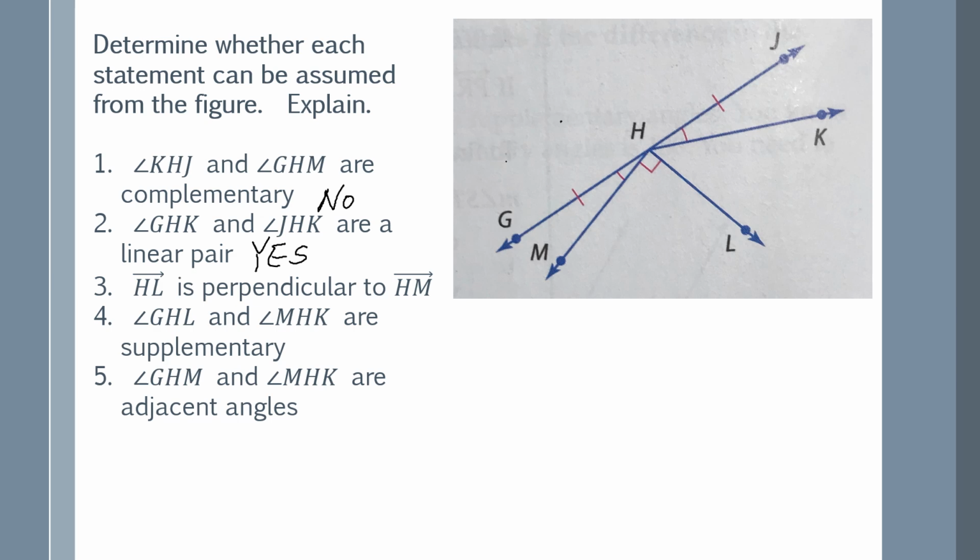Okay, next, ray HL is perpendicular to ray HM. Well, if we take a look here on this drawing, we can see this little red box designates a right angle. And since perpendicular lines form right angles, we can state then that this is a big yes.